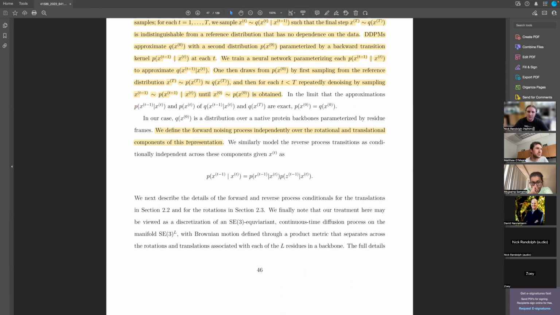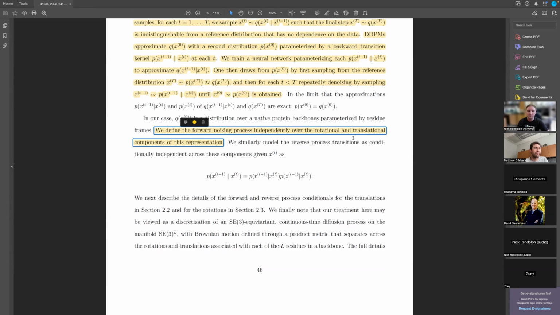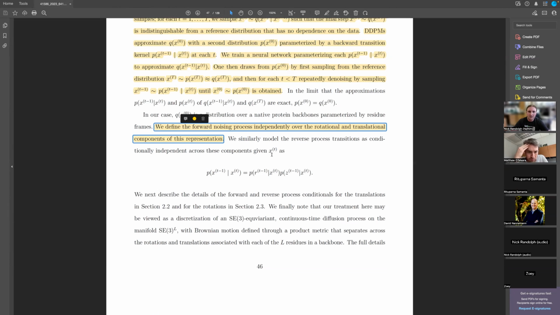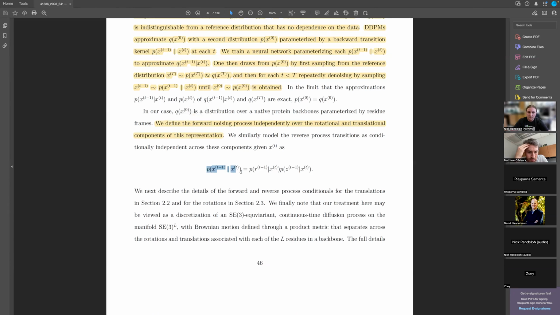The way they do this for proteins is they define the forward noising process independently over rotations and translations. Like I mentioned, our protein backbone is parameterized with the frames, and our frames are composed of a rotation and a translation. This is very similar to how FrameDiff did it, but they do the diffusion process over the rotations independently and the translations independently. What we see here is the reverse step, going from T to T-1, and they parameterize it conditionally independently. So this rotation and this translation are independent of one another.